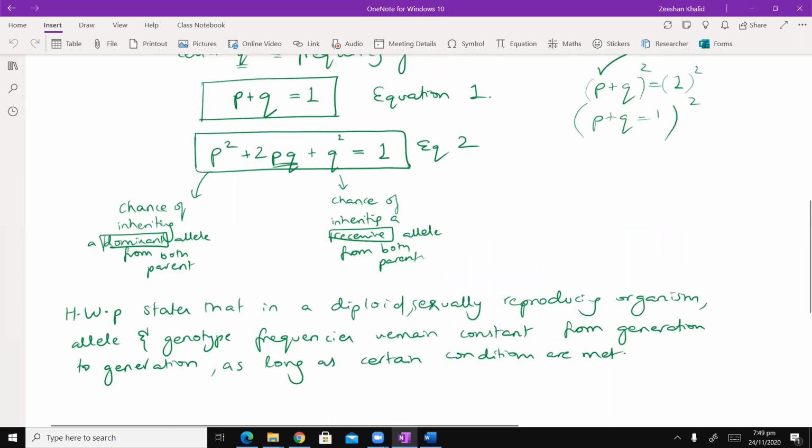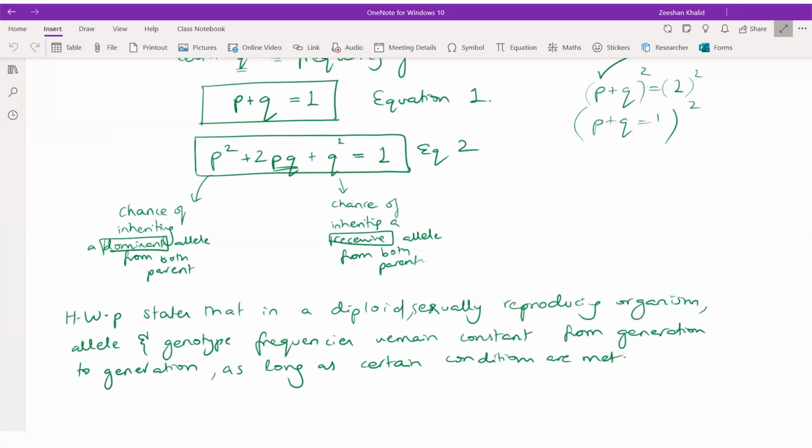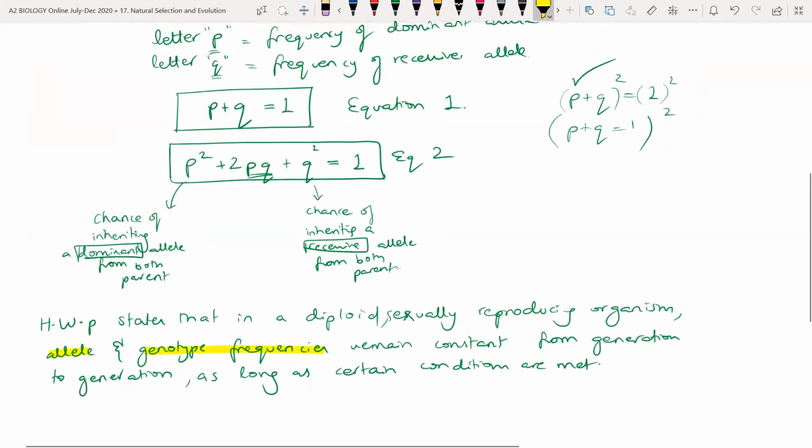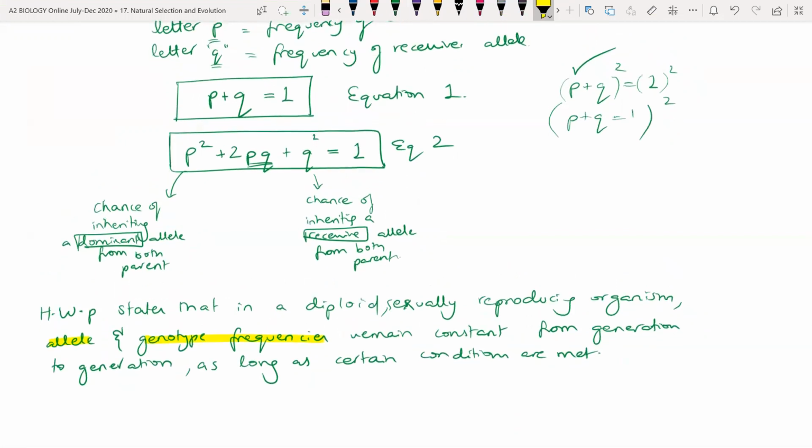अब जरा यहाँ पे रुक जाएं. There are two things that this Hardy-Weinberg principle is talking about. And those two things are allele frequency and genotype frequency. Okay, this is very important. The first equation represents the allele frequency, and the second equation is dealing with the genotype frequency.